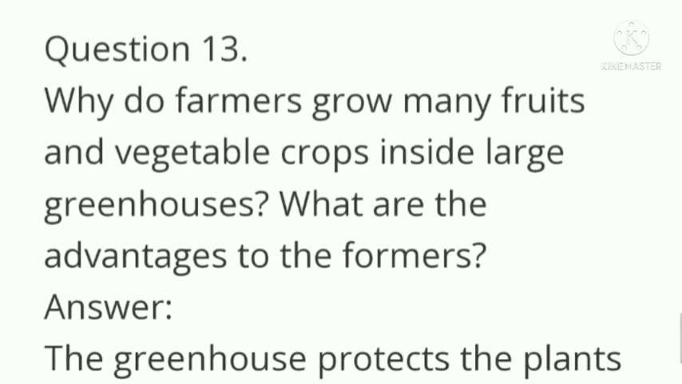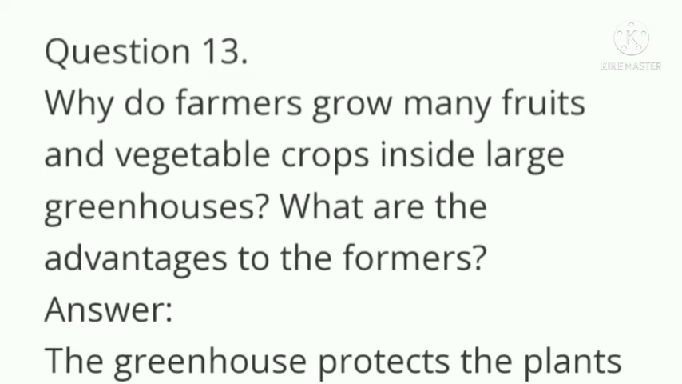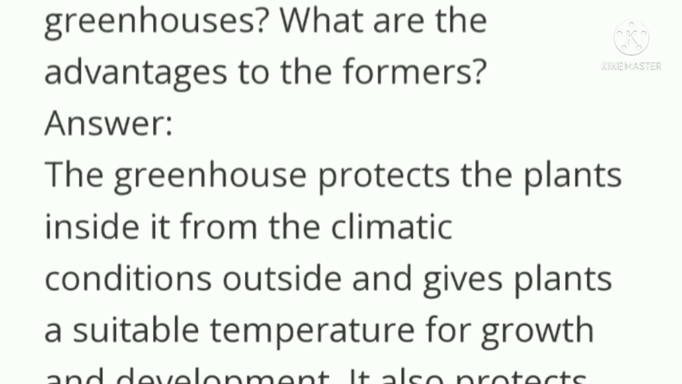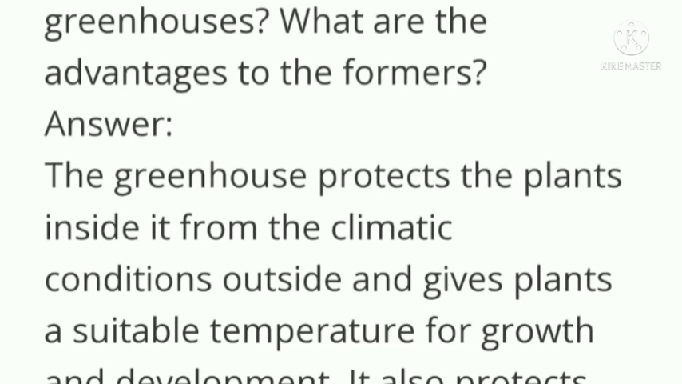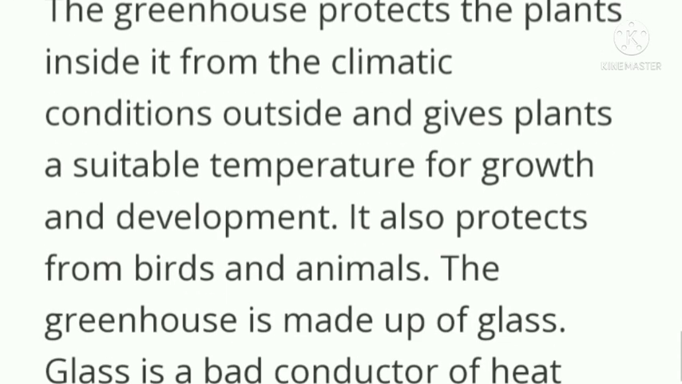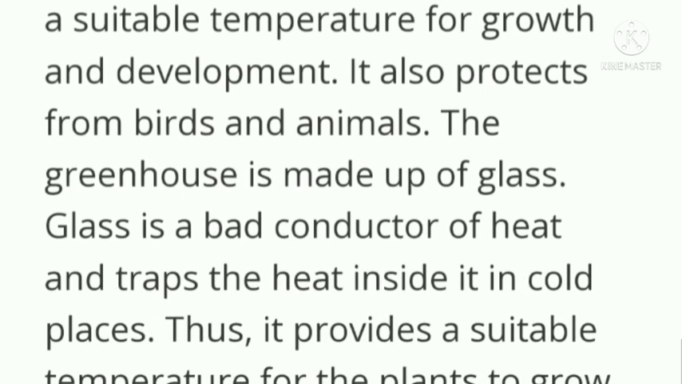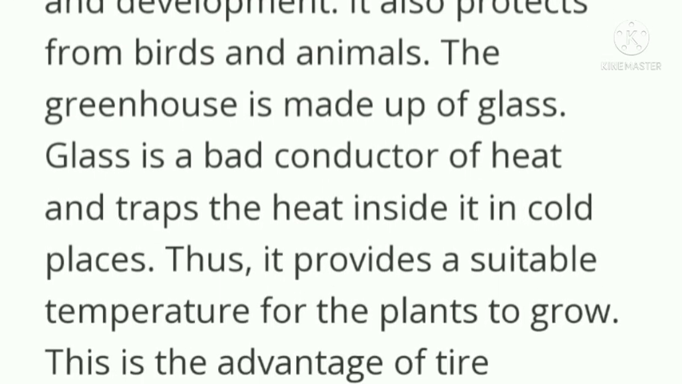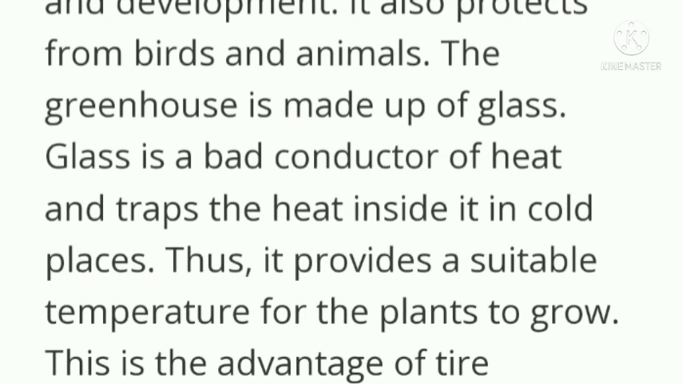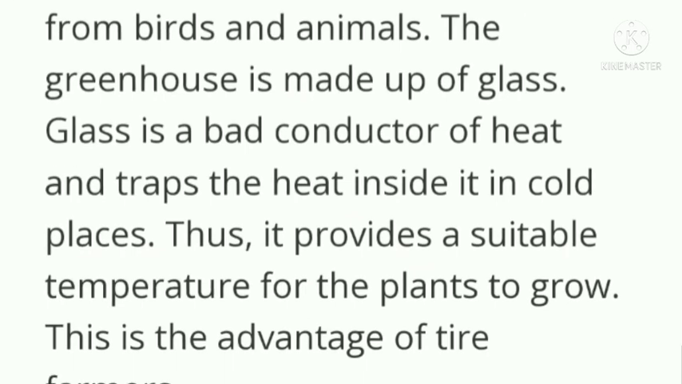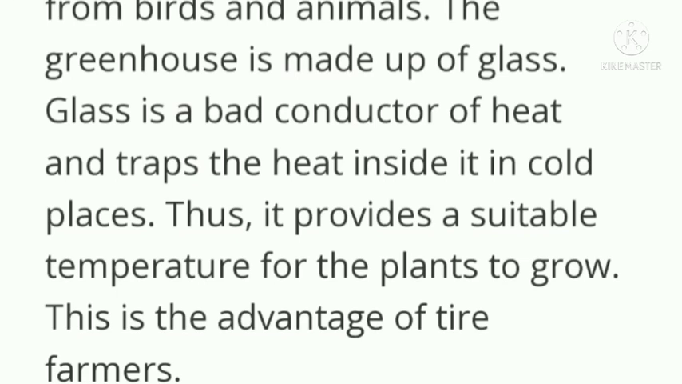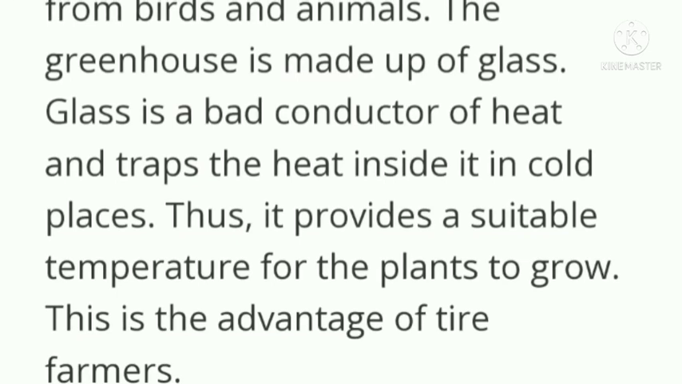Why do farmers grow many fruits and vegetable crops inside large greenhouses? What are the advantages to the farmers? Answer. The greenhouse protects the plants inside it from the climatic condition outside and gives plants a suitable temperature for growth and development. It also protects from birds and animals. The greenhouse is made up of glass. Glass is a bad conductor of heat and traps the heat inside it in cold places. Thus, it provides a suitable temperature for the plants to grow. This is the advantage to the farmers.